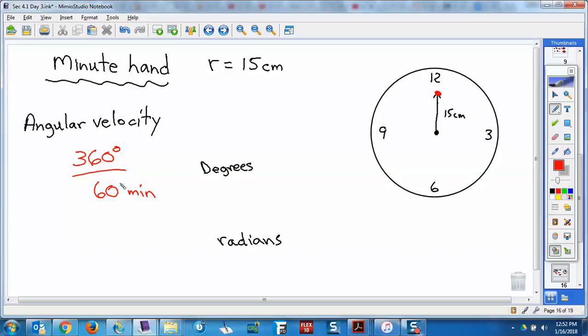You divide that out, and what do you get? 6 degrees per minute. Or if you wanted to do hours, it'd be 360 degrees per hour, right? You simply have to take a degree divided. Now, what would it be in radians?